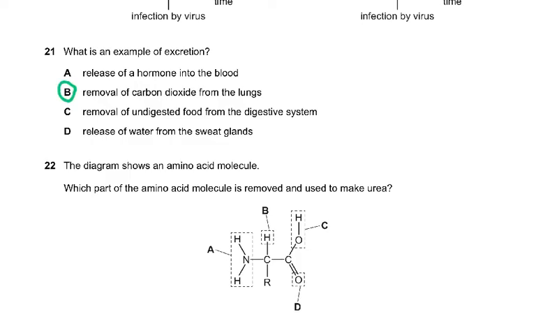Removal of undigested food from the digestive system, that is egestion. It's not excretion. They know that you mix this up. And release of water from the sweat glands, that is actually sort of secretion. It's not excretion because the removal of urea could be classified as excretion, but not the removal of water.